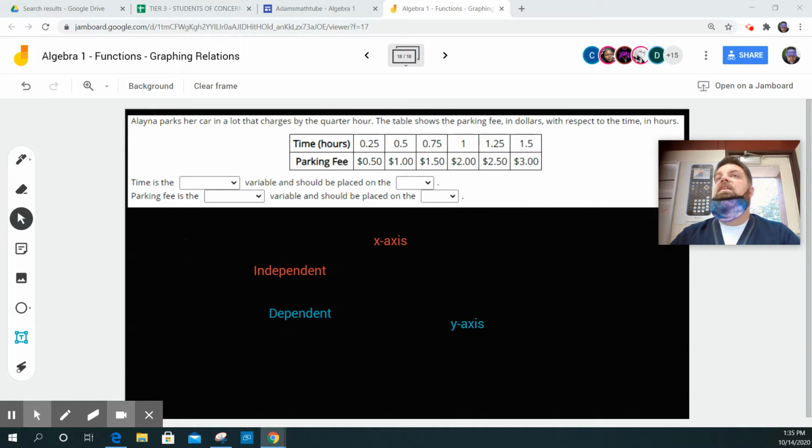All right. The easiest thing to do is to figure out which one is the dependent variable. So think carefully. Does the time that somebody spends in the parking lot depend on the fee that they pay? Or does the fee that they pay depend on how much time they spend in the parking lot? Which depends on the other?